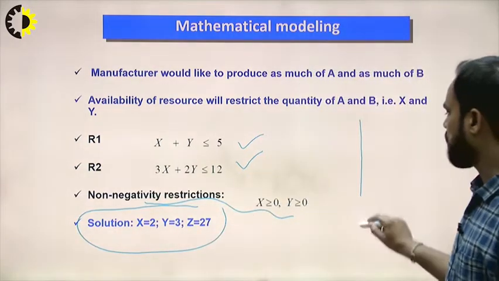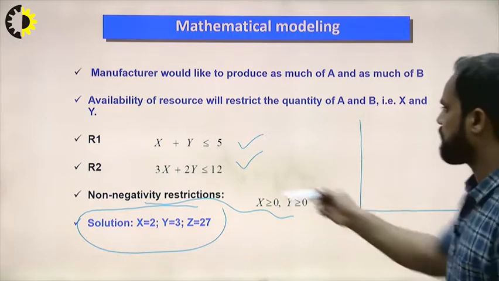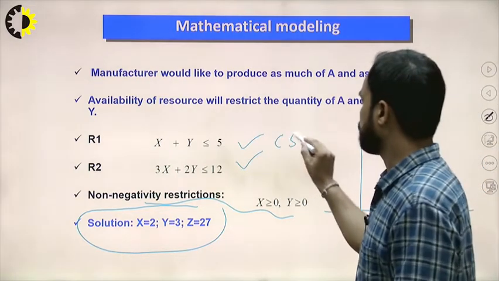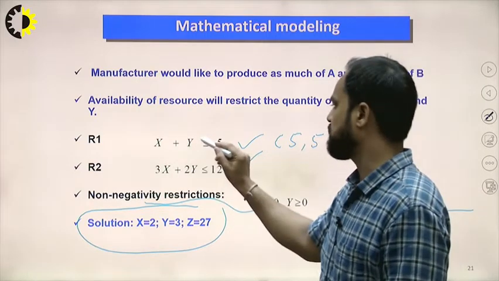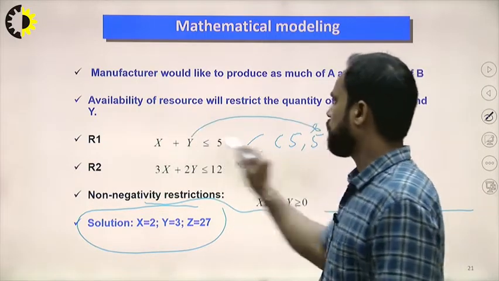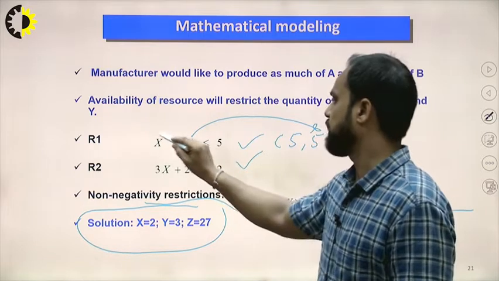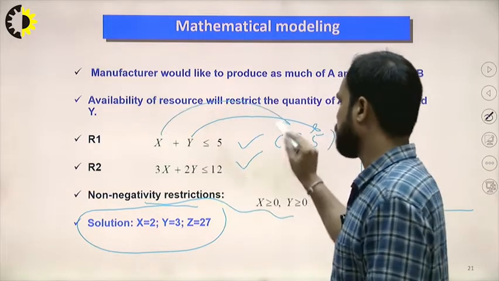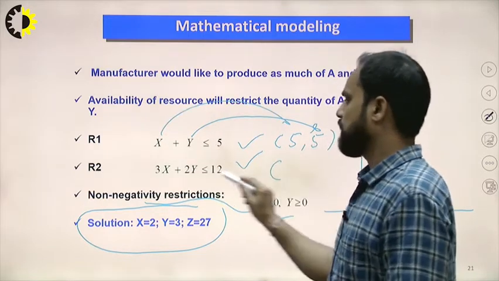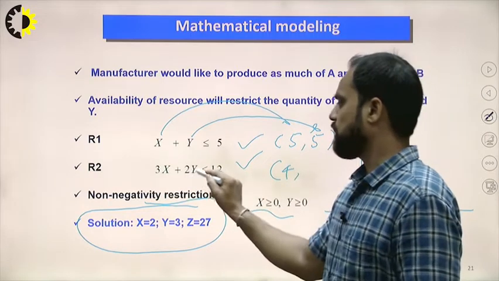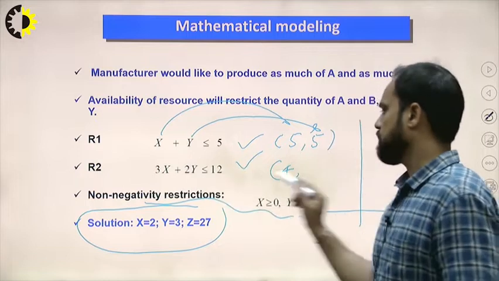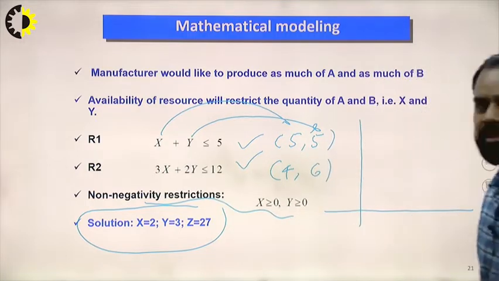Simply we can plot a graph. Suppose the coordinate of this equation is 5, 5. How are we getting the coordinates? Just put x is equal to 0, we are getting y is equal to 5. If we put y is equal to 0, we are getting x is equal to 5. In the same way, for the other equation, if we put x is equal to 0, we are getting y is equal to 4, and if we put y is equal to 0, we are getting x is equal to 6. And we can easily plot.